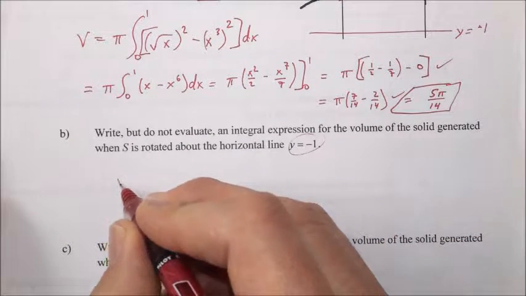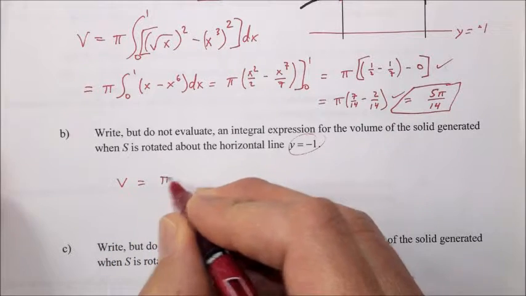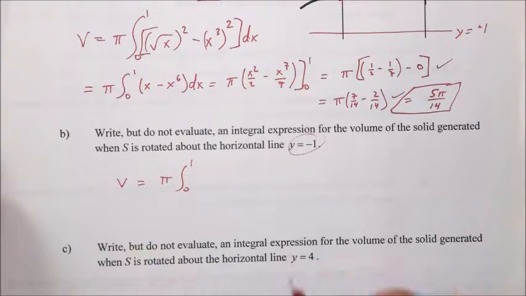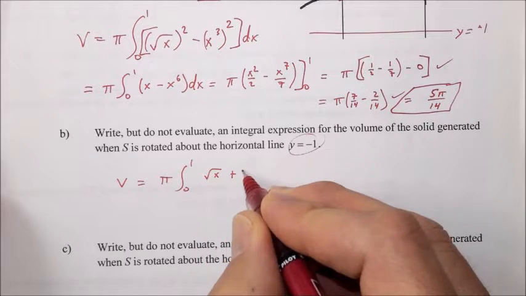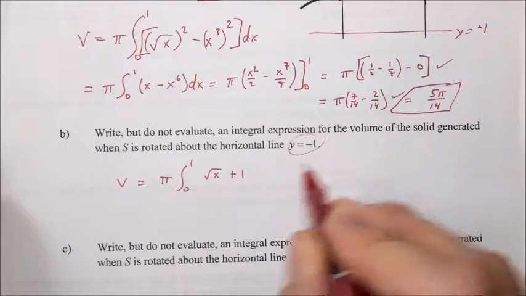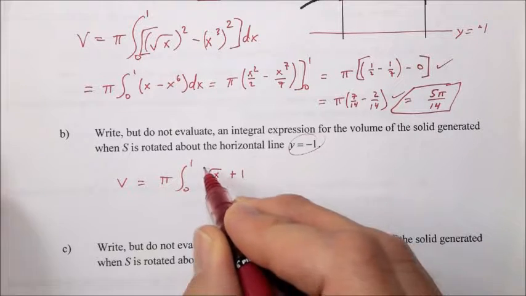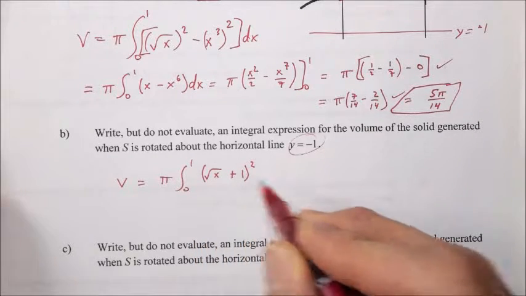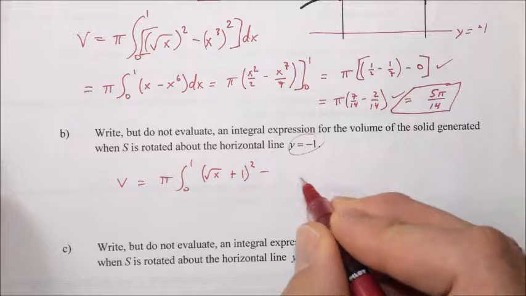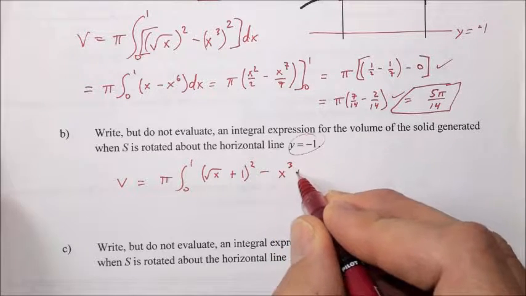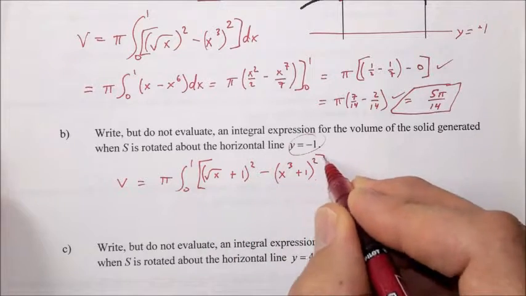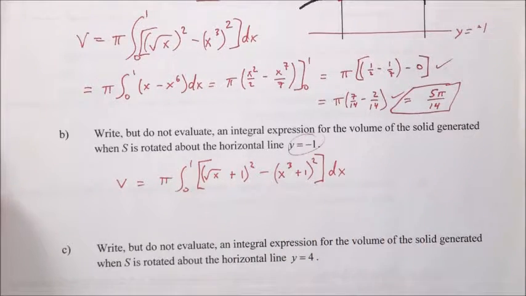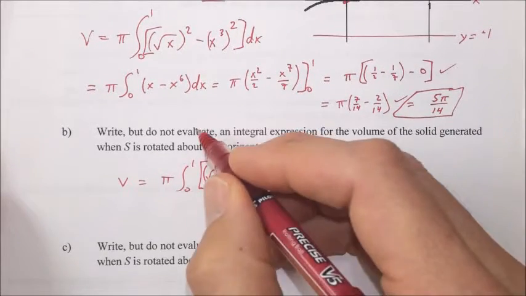So our volume will be equal to pi times the integral from 0 to 1 still, and we're going to have the square root of x plus 1. Technically it's minus -1, but double negative means positive, and that is being squared. The plus 1 is not underneath the radical. Minus, and then we have x cubed plus 1. That is also wrapped and squared, and the whole thing gets a dx. And we are done because it says write but do not evaluate.